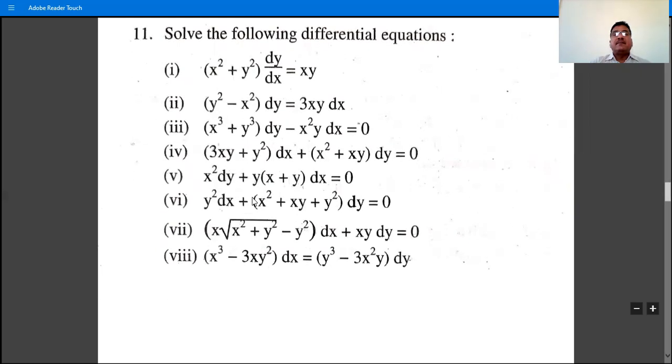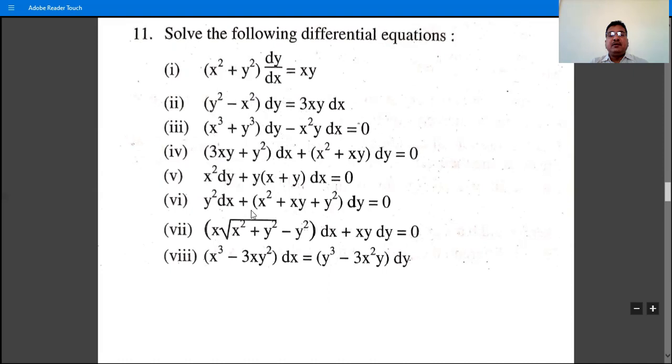These are some problems on homogeneous differential equation for homework. The first problem is x square plus y square into dy by dx is equal to x into y. So just shift this x square plus y square to RHS. We have dy by dx is equal to x into y divided by x square plus y square. The numerator x into y is a homogeneous function of degree 2, divided by x square plus y square, which is again a homogeneous function of degree 2, and therefore the given differential equation is a homogeneous differential equation.